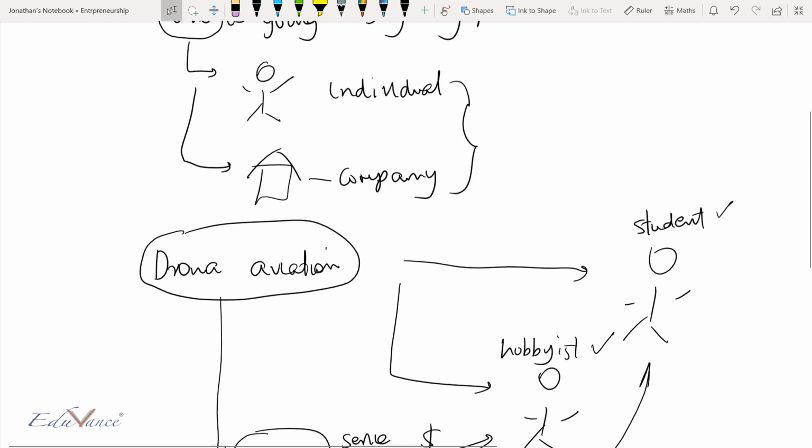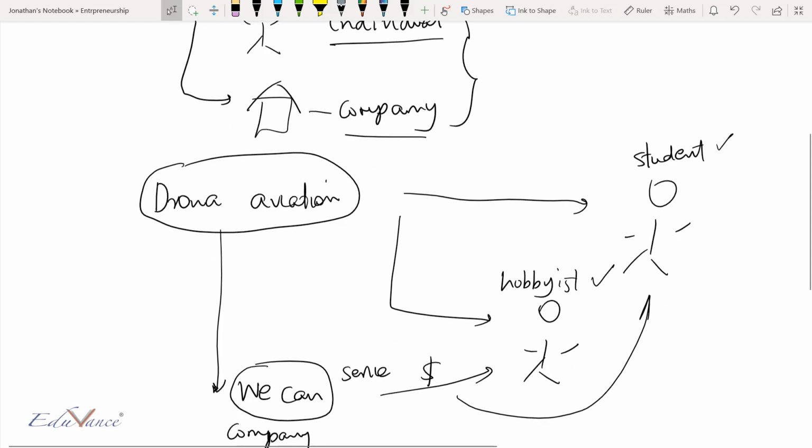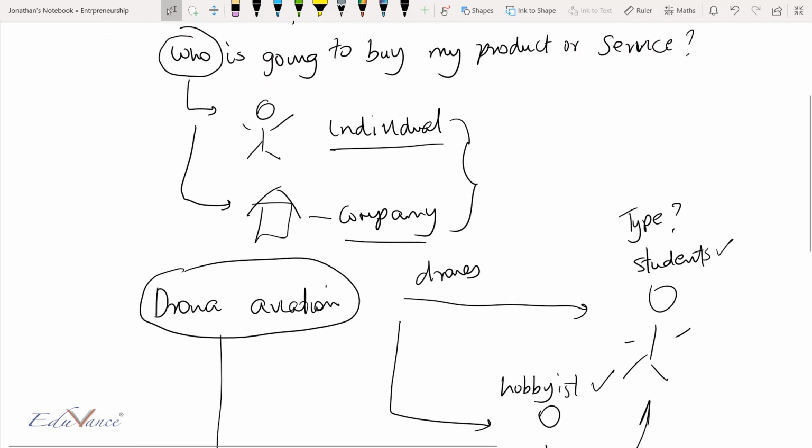So, Drona Aviation knows that their customers are individuals as well as companies. Now, Drona Aviation also needs to understand what type of students can use their products. So, I'm going to write the question: what type of students can use their products or their drones. It's not only important to understand whether it's an individual or a company, but also the type of individual and company who will buy your product.